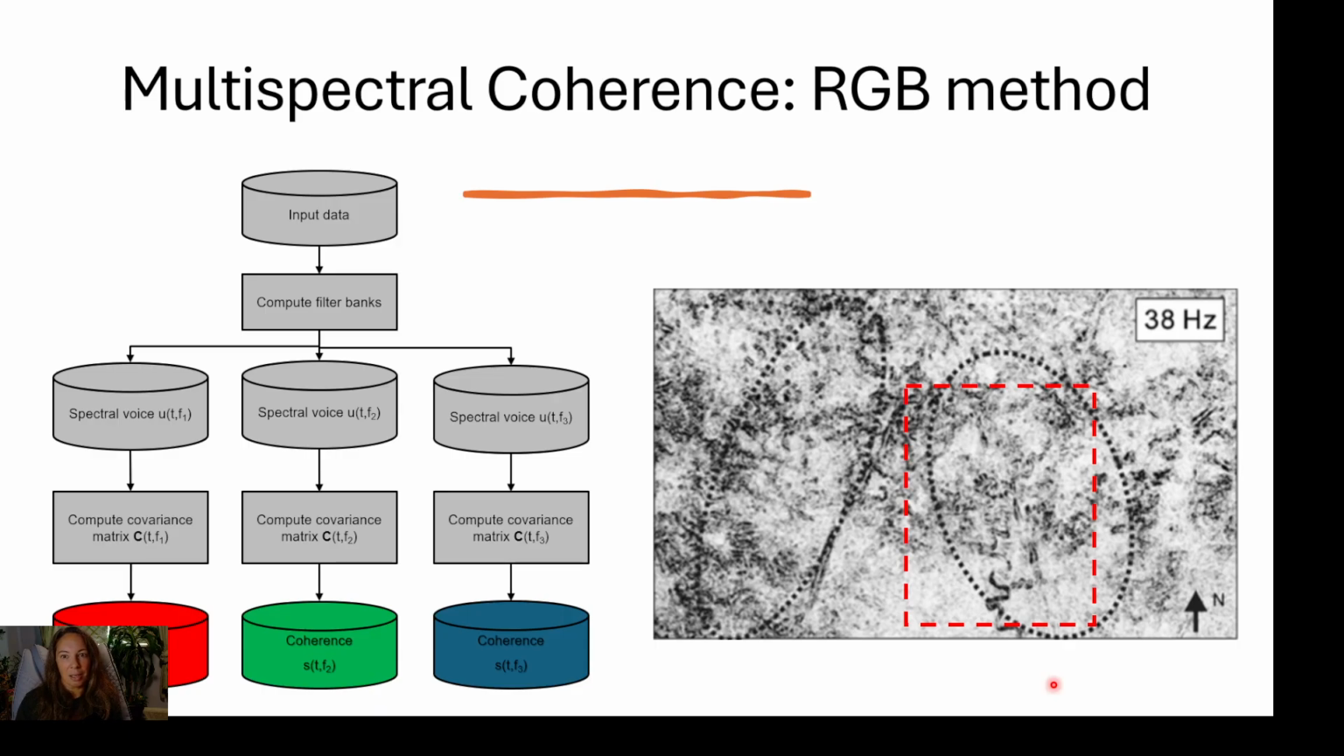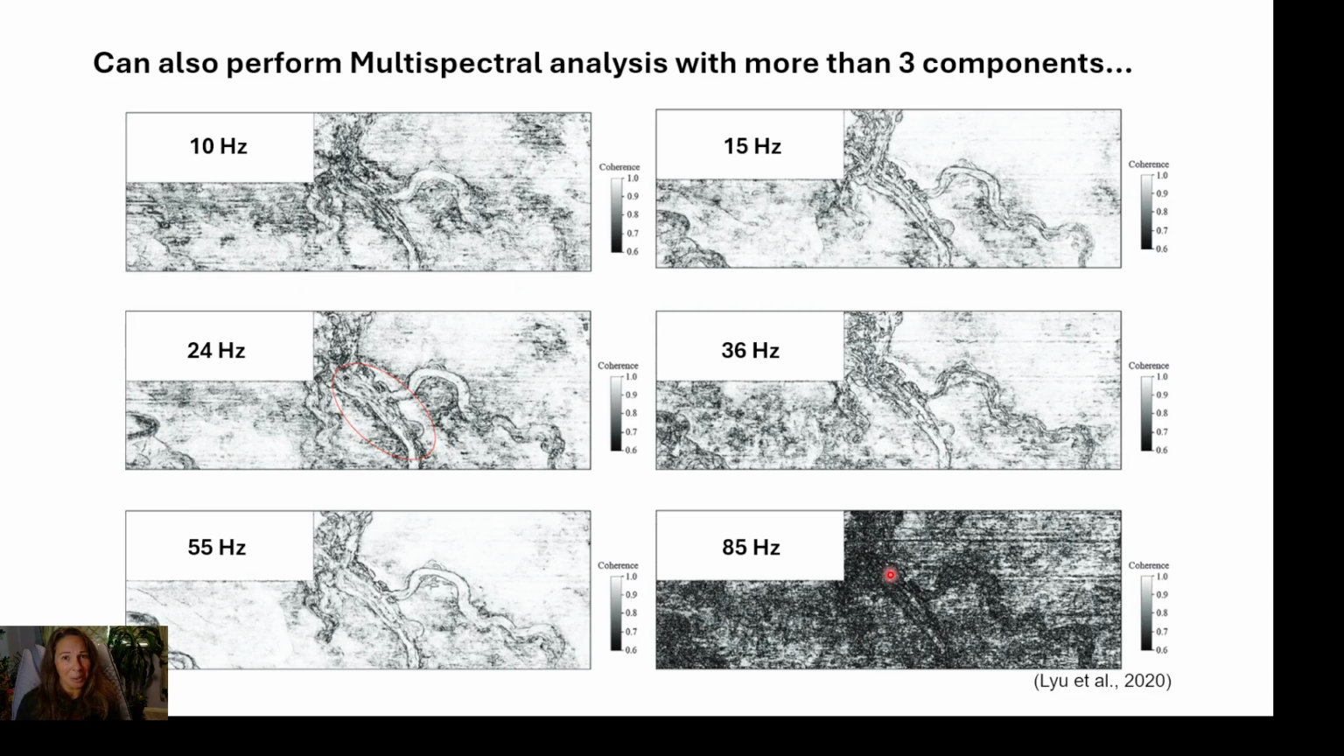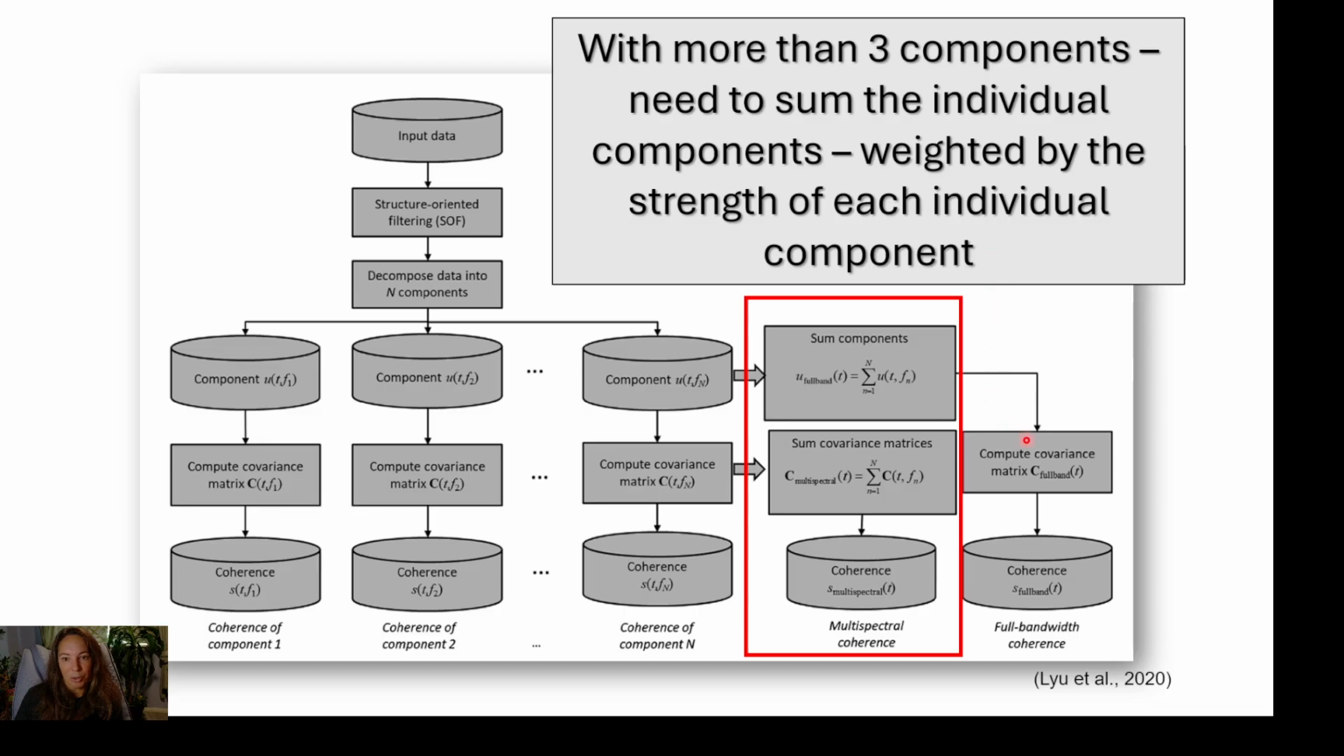So we can assign them red, green, and blue and get a nice composite image of the system like I'm showing here. You can also perform multispectral analysis with more than 3 components. And so in this case, I'm showing an example where 6 different components were picked out. Here we've got a channelized system, and you can see that in certain areas you can pick out features a little bit better, like this kind of abandoned channel shows up better in a few cases.